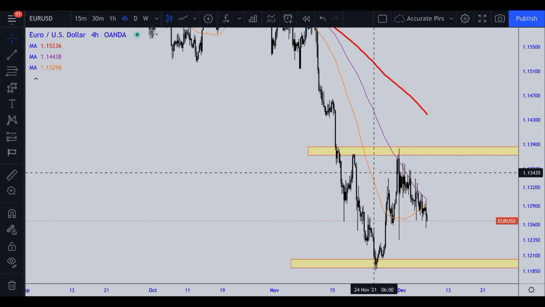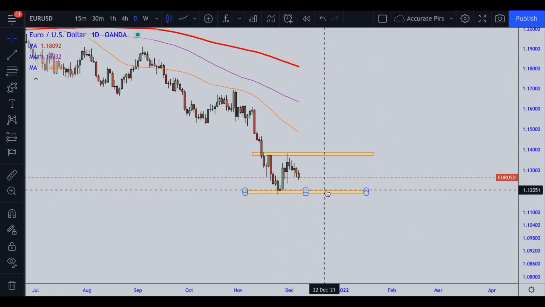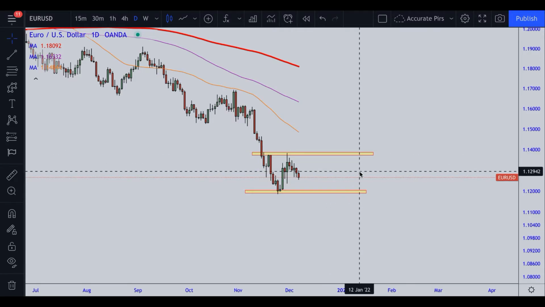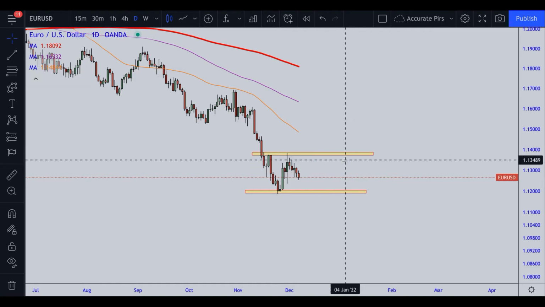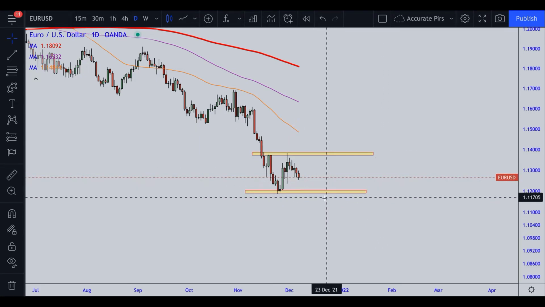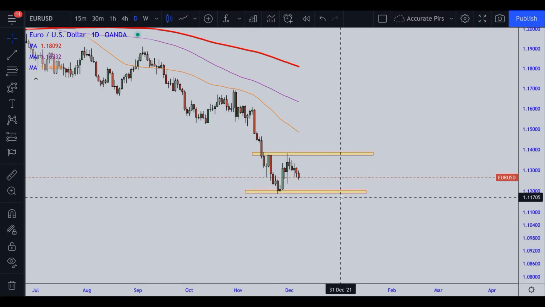EURUSD, pretty similar to EURJPY. With EURUSD, I'm just waiting for market to touch this support level or this resistance level right here to see how it acts when it gets to either of those 2 levels. If we do get a break towards the upside beyond this resistance level, then I'll look to buy. If we get a break below this support level and it holds, then I will look to sell. So those are 2 scenarios I'm waiting for on EURUSD.